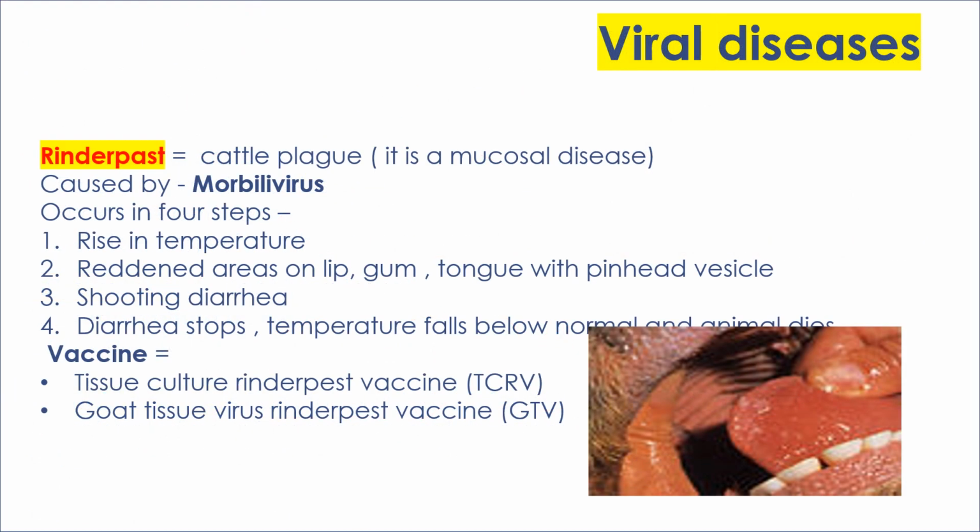So now we will talk about the viral diseases, and in the viral diseases the first one is the rinderpest disease, this is called the cattle plague as well. So you need to remember what is called cattle plague, and it is a mucosal disease. It mostly infects the mucous membrane, and this is caused by the morbillivirus.